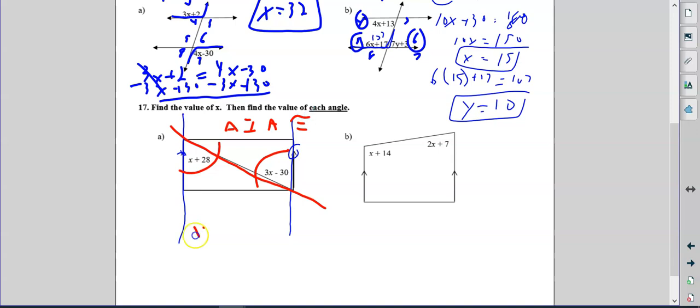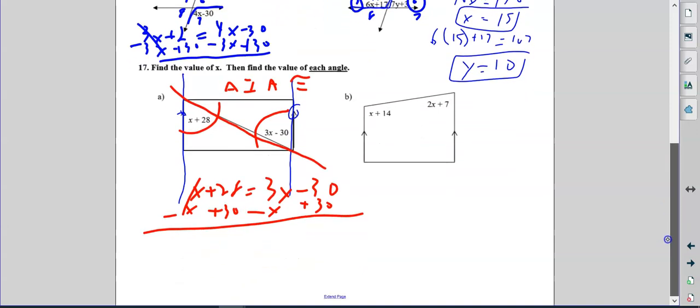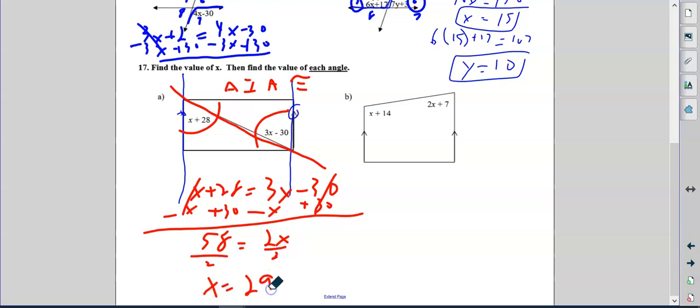So I'm just going to say x plus 28 equals 3x minus 30. Again, I'm going to show my work. Okay, I want my x's on the right side, which means I need my numbers on the left side. You can do this in 2 steps or 1 step. It's up to you. What that's going to give me is 58 equals 2x. 3x minus 1x is 2x. Divide by 2. X is 29.